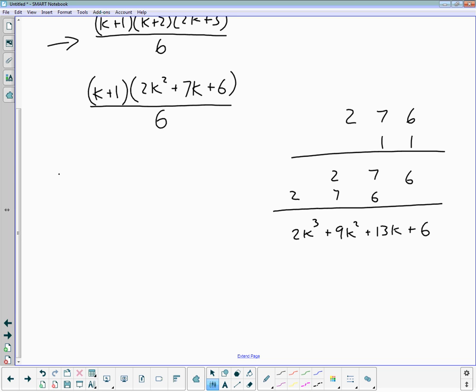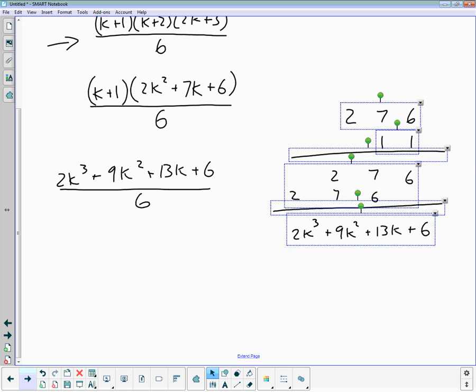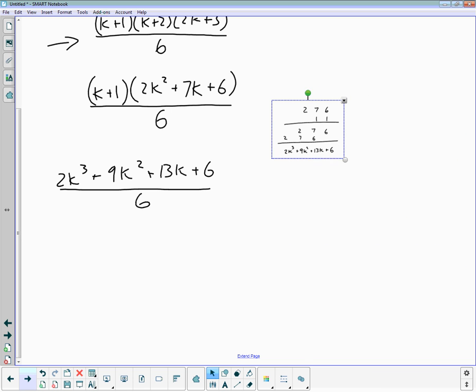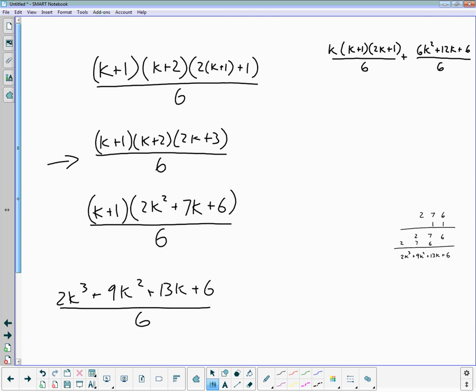So what do we got? We got 2k cubed plus 9k squared plus 13k plus 6, all over 6. All right, now somehow, somewhere, it's supposed to be that thing. Okay. Yeah, so let's blow that up too and see what happens.